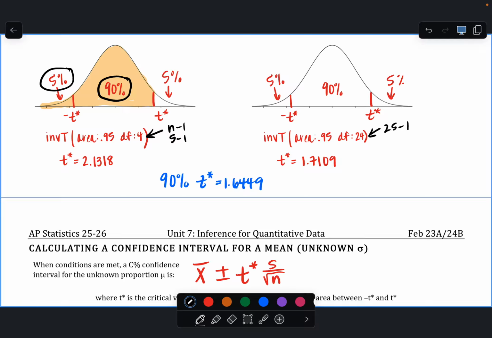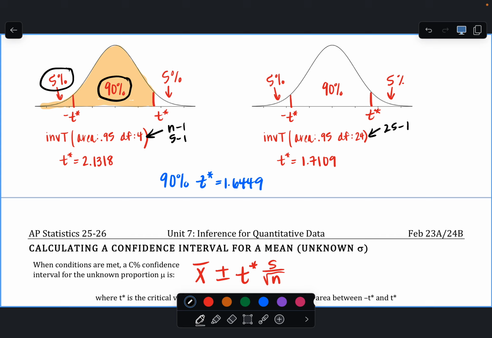Yes, Zoe? Large enough sample size being over 30? Over 30, yeah. It's 30 or more. It's not going to be, even at 30, exactly 1.6449. It's going to take something bigger than 30. It's just saying at 30, we can say it's normal enough.